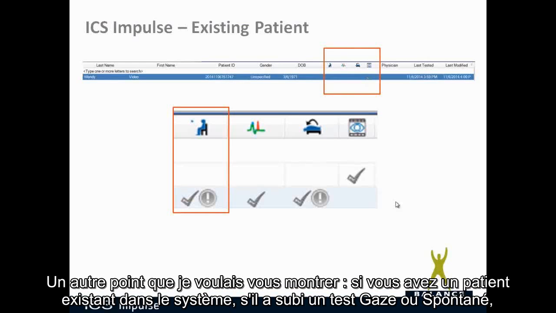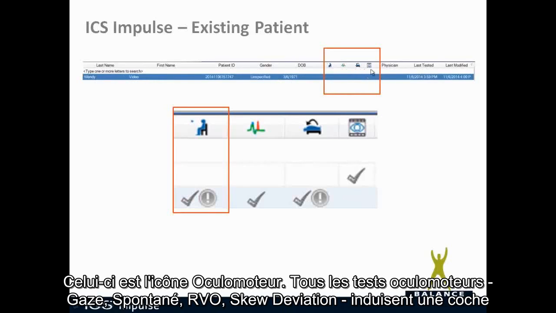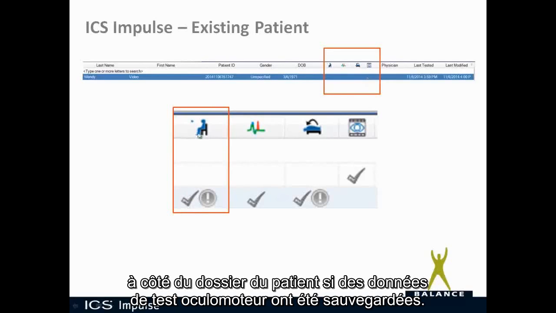So one thing I wanted to point out is that when you have an existing patient in the system, if they've had a gaze test or a spontaneous test, any kind of ocular motor test, you see here is a file, Windy Video. Up at the top, there are 4 icons. This little icon here with the man in the chair looking at the blue dot, that's the ocular motor icon. And so any ocular motor test, gaze, spontaneous, VOR, skew deviation, will put a little check mark next to that patient file if they've had ocular motor data saved.